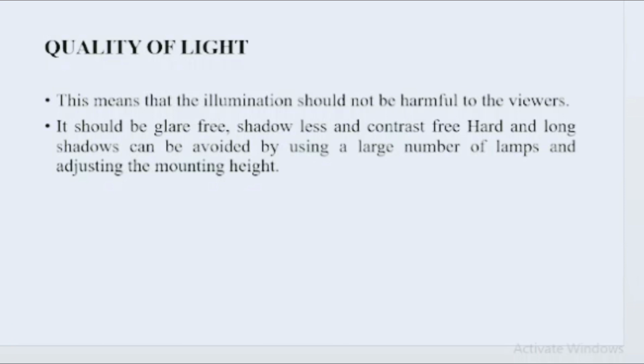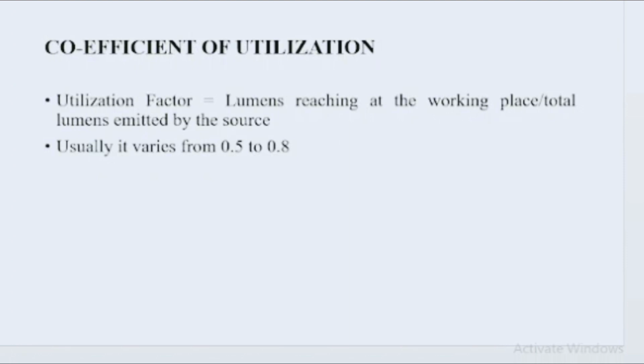Next one, coefficient of utilization. Coefficient of utilization is nothing but the ratio of lumens reaching the working place to the total lumens emitted by the source. So how many lumens reach the working surface, compared to the lumens emitted by the source. For example, if we consider the sun, nearer to the sun the radiation will be very high. But coming to the surface, that is the earth, the radiation will not be the same. Is it correct?